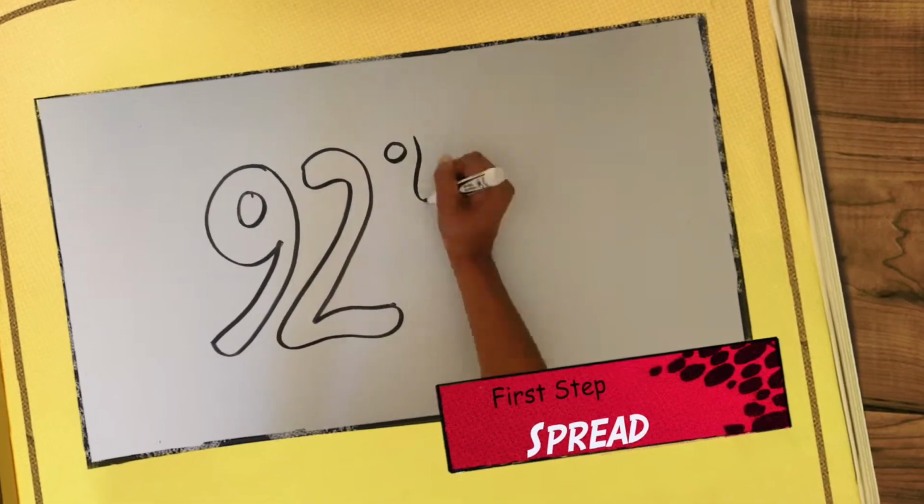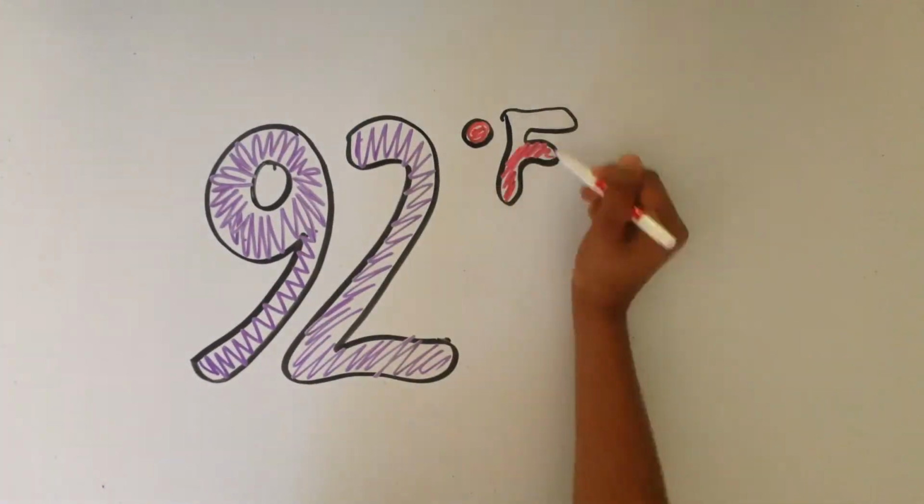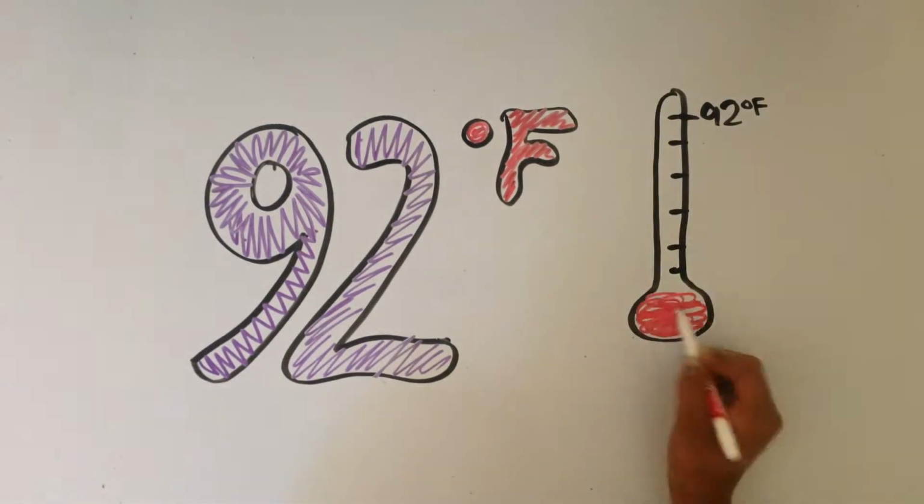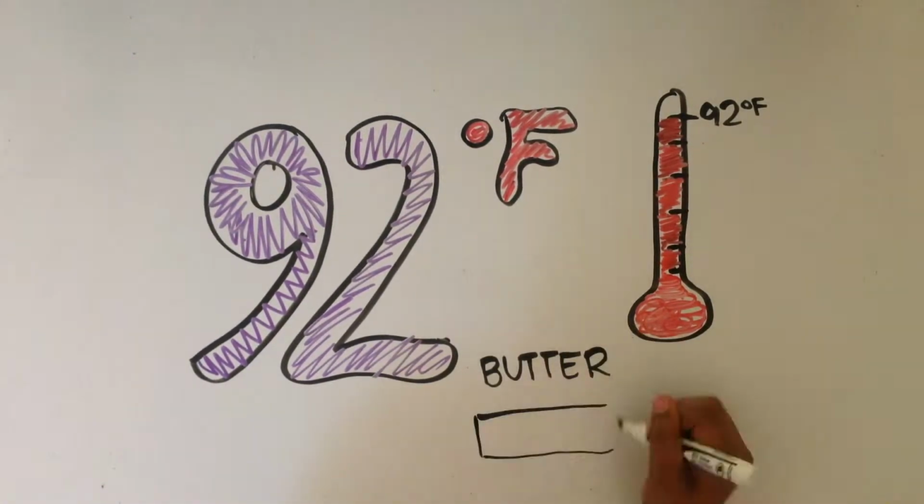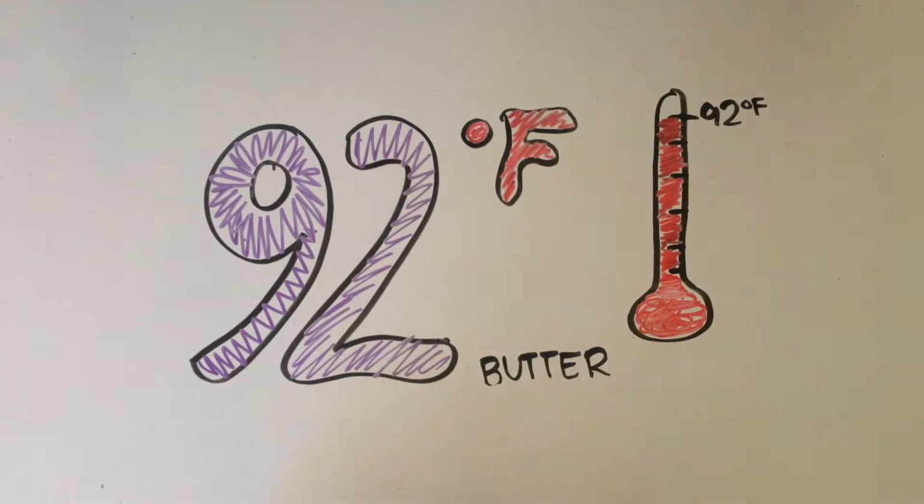The first step occurs at 92 degrees Fahrenheit. This is when the cookie dough starts to heat up and the butter inside melts. The ball of dough loses its structure and spreads out.